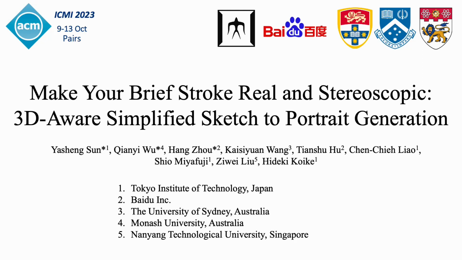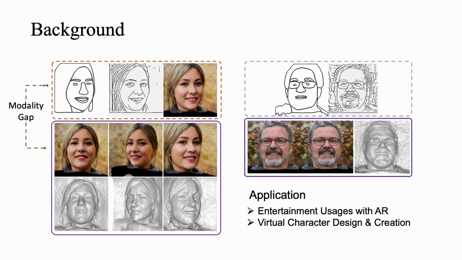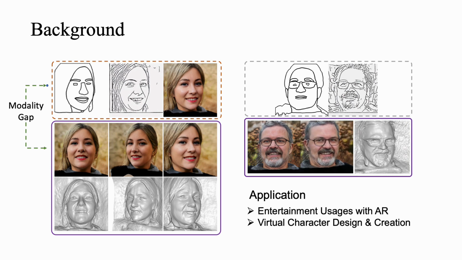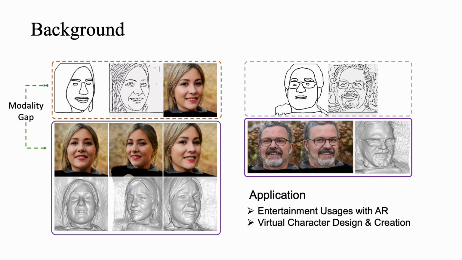Here we present our work, Make Your Brief Stroke Real and Stereoscopic: 3D-Aware Simplified Sketch to Portrait Generation. Sketching is a wonderful activity that can be enjoyed by people of all ages, which can be a valuable tool for both educational and creative purposes. However, there is often a significant gap between the casual sketches that many people create and realistic portraits. In this paper, we study the problem of creating stereoscopic portraits with high-quality 3D geometry from simple sketches.